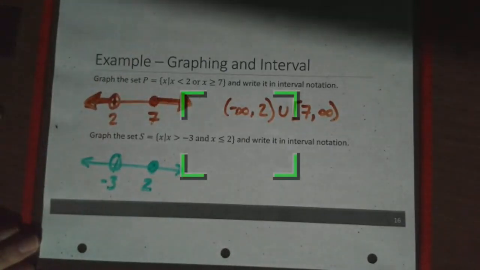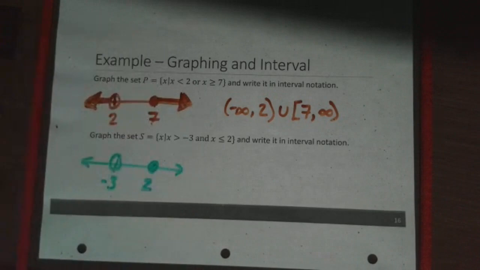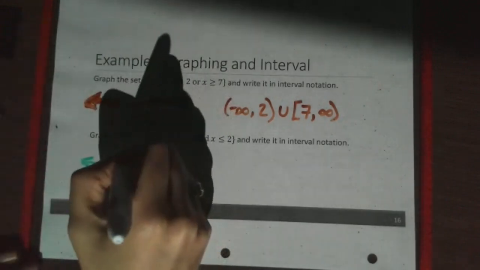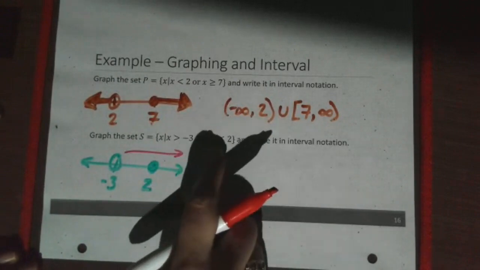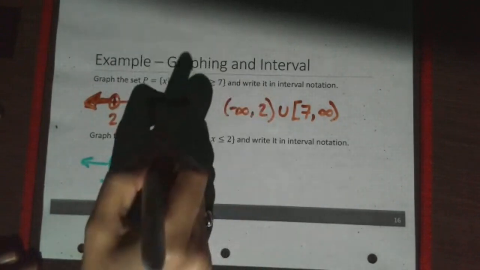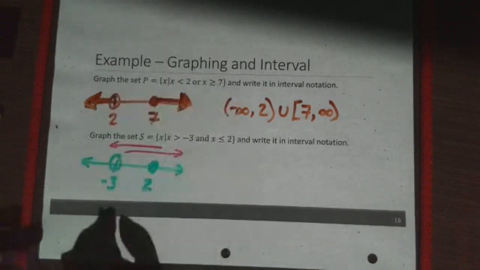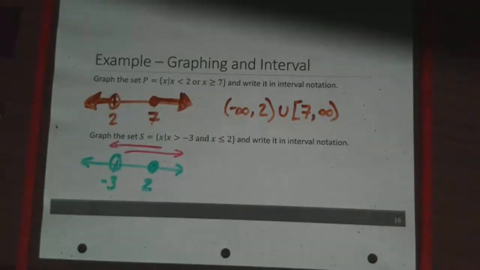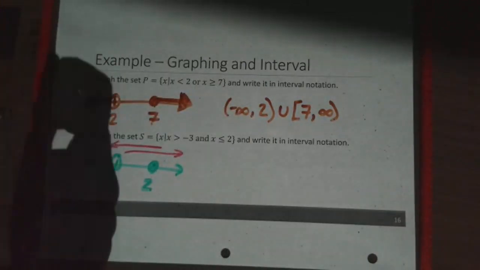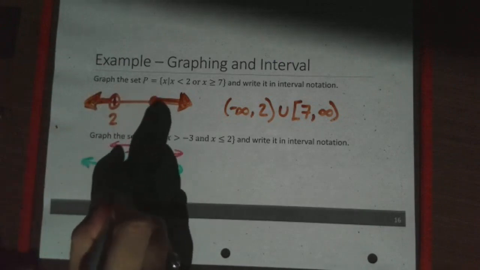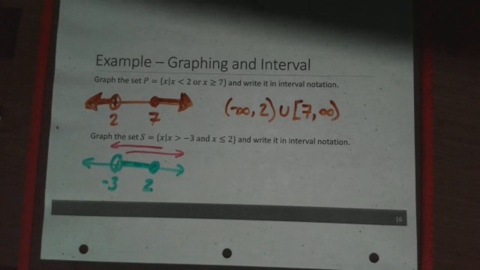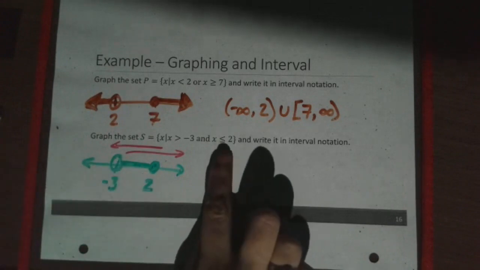We need to be greater than negative 3, which would be from negative 3 that way. And we need to be less than or equal to 2, which would be from the 2 that way. If I need to be in both of those at the same time, that means I'm between them. The numbers between negative 3 and positive 2 are the ones that satisfy this.